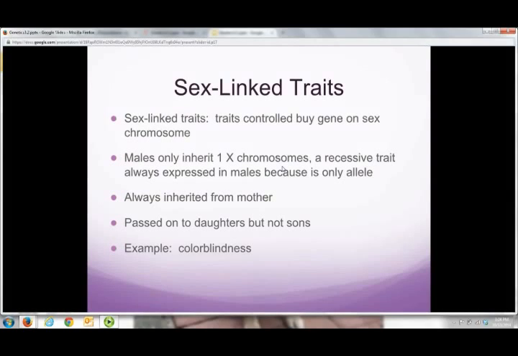With the sex-linked traits, these are traits controlled by a gene on the sex chromosome. Males only inherit one X chromosome, and so a recessive trait is always expressed in the male because there is only one allele. There is no other option. These are always inherited from the mother. They are also passed on to their daughters, but not their sons. This is because if the male passes on a Y chromosome to the embryo, it will create a male. An example of this type of condition is color blindness.